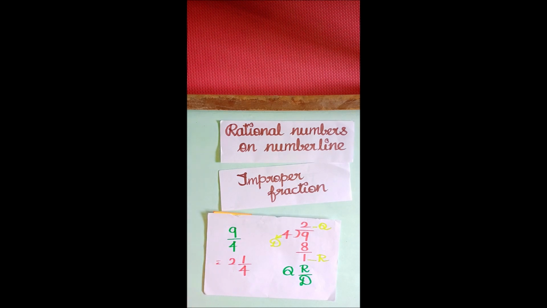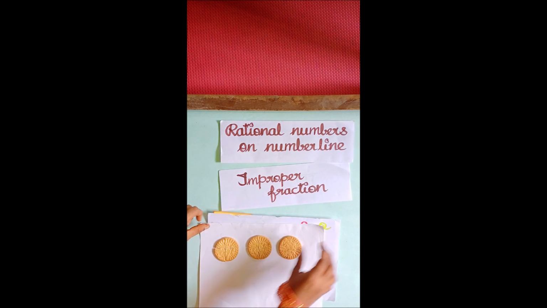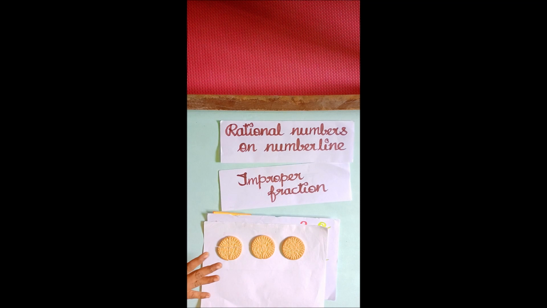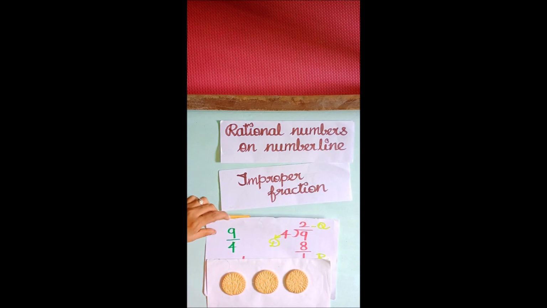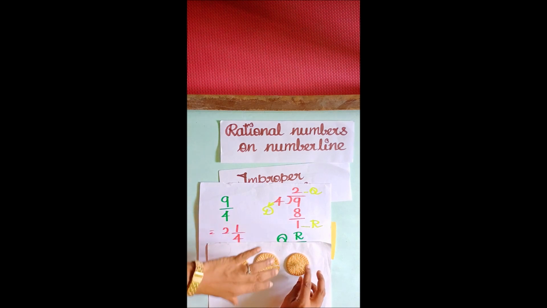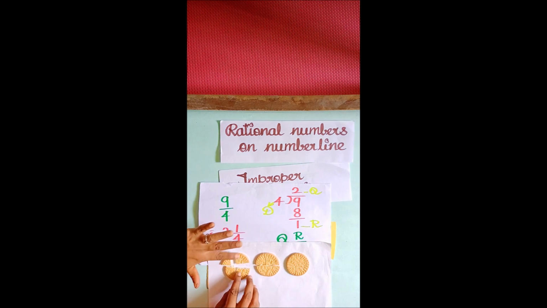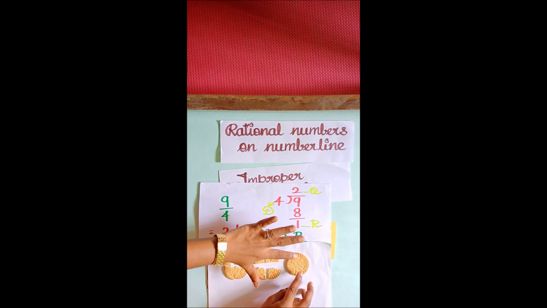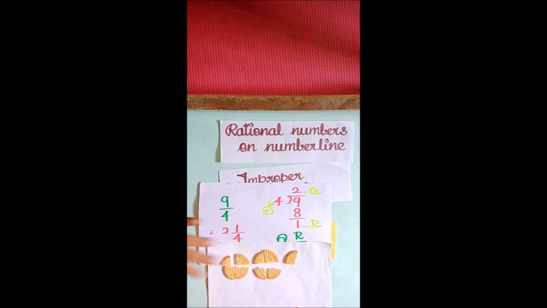We can take some more examples for this also. So you can listen here. Like that apple, I am taking a biscuit here. These are 3 whole biscuits. So what is the value we have to represent here? 2 1 by 4. That means 2 whole biscuits and 1 by 4 fractional part of a biscuit. Each and every biscuit can be cut into 4 portions. So here only 1 portion will be left from that 4.